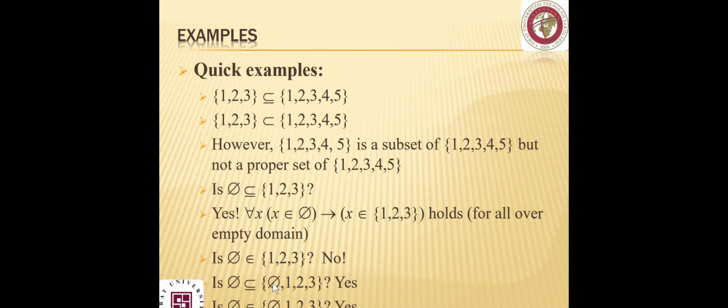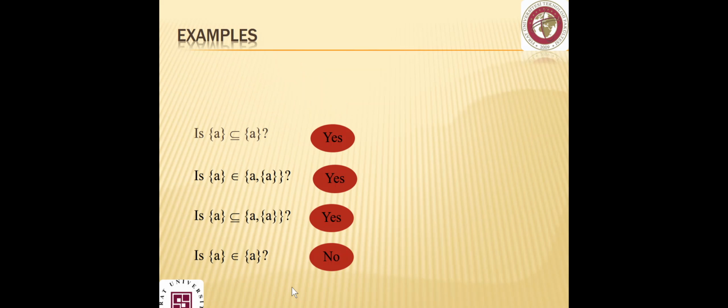Now, this is the other definition I would like to say: an element of a set could be of any type. What does it mean? It could also be a set by itself, like in this case. All right, let's move on. How about this? Is set A a subset of itself? Yes. Is it a proper subset of itself? No. You can't have a proper subset of itself.